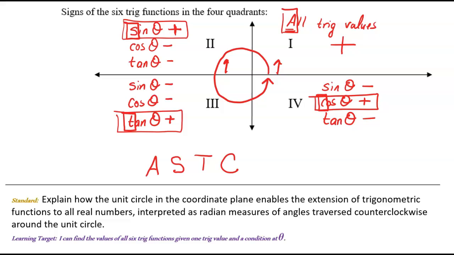Sine is positive in the second quadrant. So first quadrant, all are positive. Second quadrant, only sine is positive. Third quadrant, only tangent is positive. And in the fourth quadrant, cosine is positive. So: All Students Take Calculus.